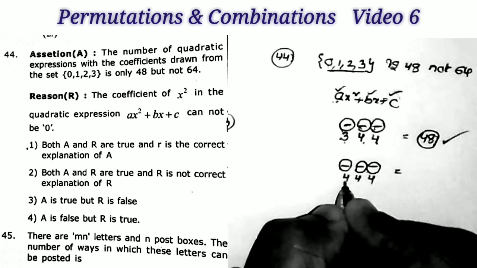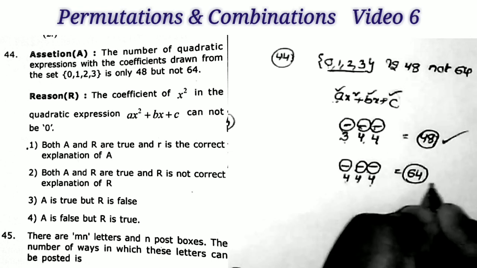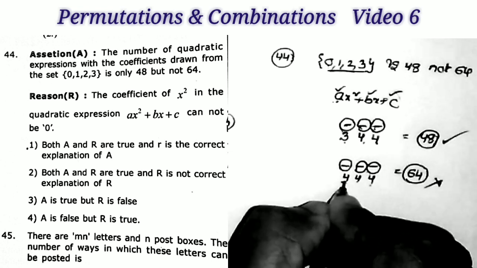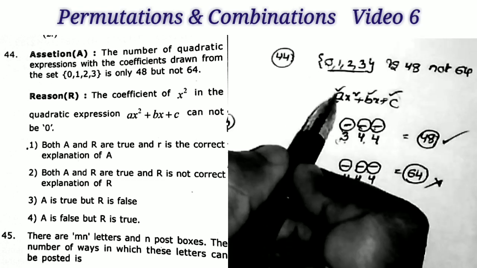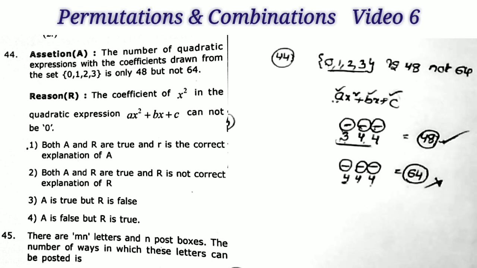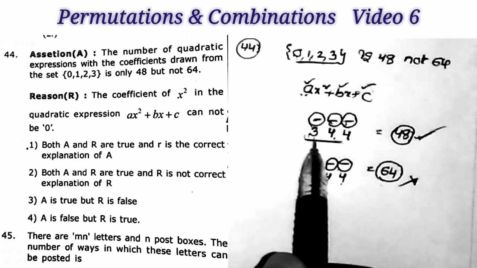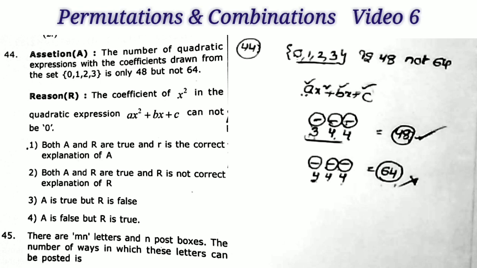Okay, then what do we get? 4 into 4, 16, 16 into 4 is equal to 64. But not like that here. Since we can't fill the first gap with 0, we can fill the first gap in three ways only, since the condition is a not equal to 0. That is, this is the correct answer, this is not the correct answer. Okay, now see the first statement here. The number of quadratic expressions with the coefficients drawn from the set 0, 1, 2, 3 is only 48 but not 64. Exactly. The number of quadratic expressions is equal to only 48 but not 64. That is, the assertion is the correct statement.